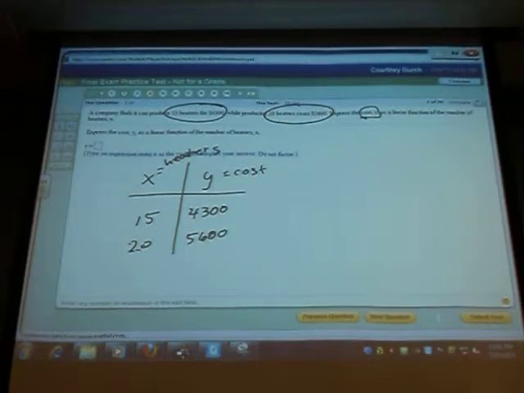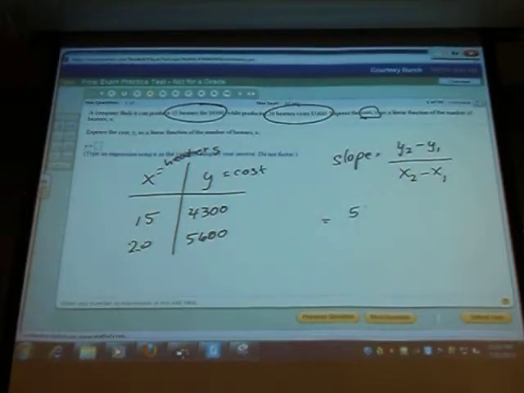Okay, so you guys should all have 2 points. This is where you use the slope formula, yes. So my slope is y2 minus y1 over x2 minus x1. y2 is the highest y value. So it would be 5,600 minus 4,300. And you have to put the 20 underneath the 5,600 because they have to stay together. Yes, they stay together. So 20 minus 15.